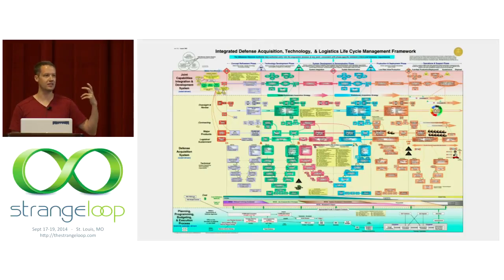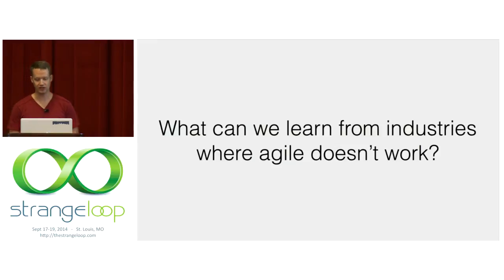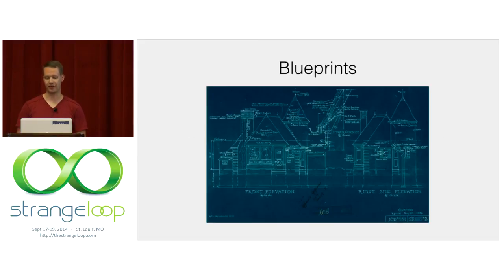And Agile is a challenge when we have this really deep complexity that's not easily visible to the users, where the unit test only validates the developer's understanding. So we have to ask ourselves a question: what can we learn from industries where Agile doesn't work? And there's a metaphor there.